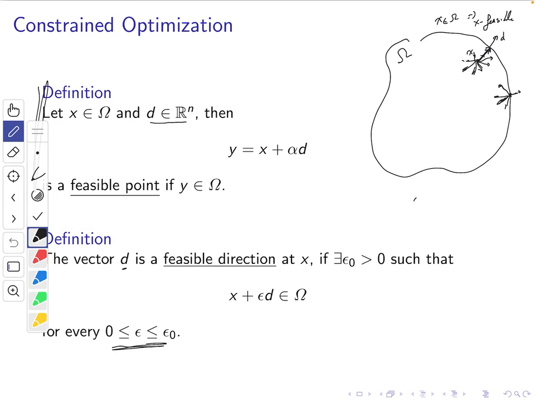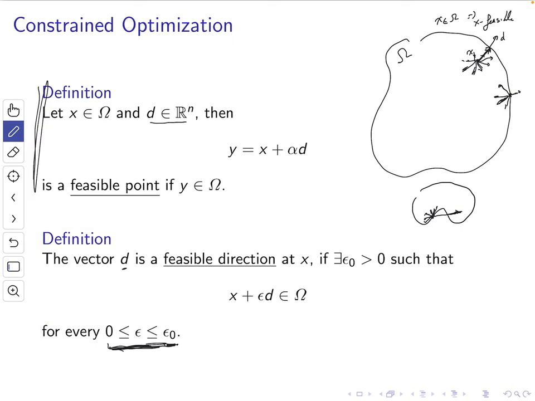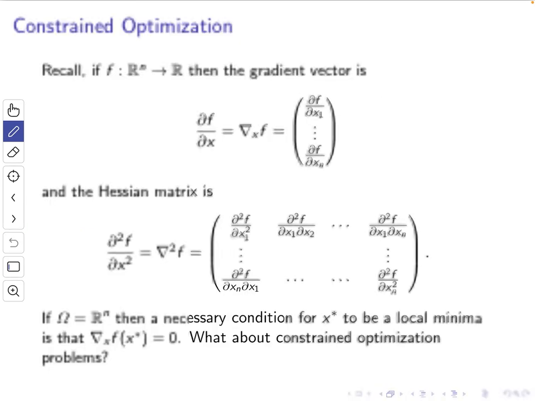Now, if we have a concave function like this, we may have d go like that. So there may be large epsilons that get us inside of omega, but that's not a feasible direction because it has to be true for epsilon naught, and it has to be true for every epsilon less than that. So the only feasible directions would be things that point interior to that point x. Okay, so that's a feasible direction.